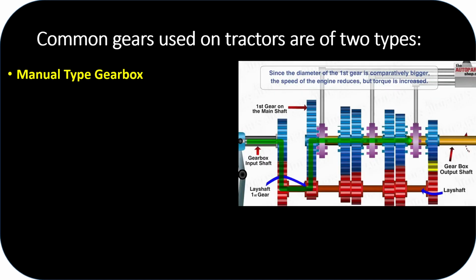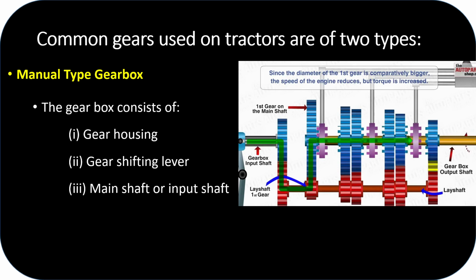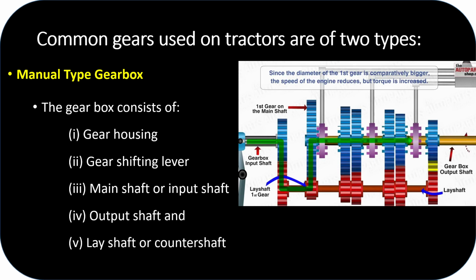The manual gearbox consists of a gear housing, gear shifting lever, main shaft or input shaft, output shaft, and lay shaft or counter shaft. The important point in a gearbox is the input shaft, the shaft coming from the clutch, which carries the power from the engine. At the end of this input shaft there is a gear which is mated with a gear mounted on the lay shaft or counter shaft.